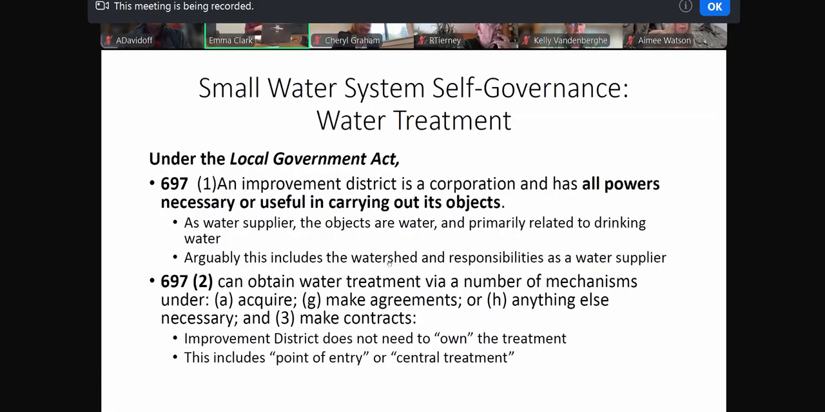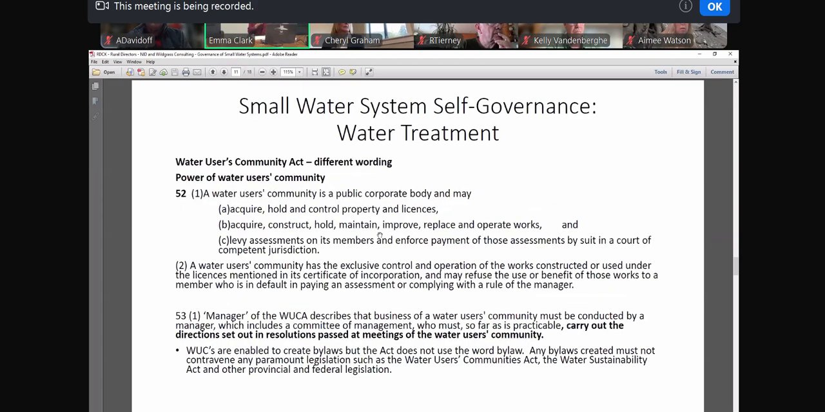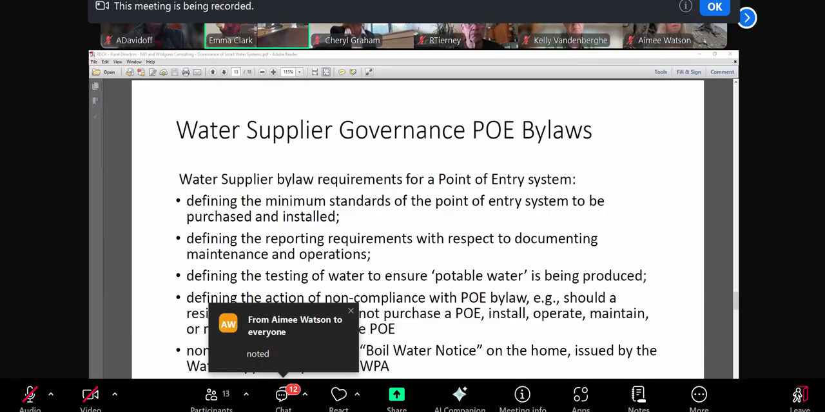It says water supplier governance POE bylaws. So just in case we wanted to get in the weeds, I put forward an example of some of the kind of bylaws you think about. Minimum standards for the point of entry system, what are those? What are the reporting requirements to know that it's working? And that can even be electronic.